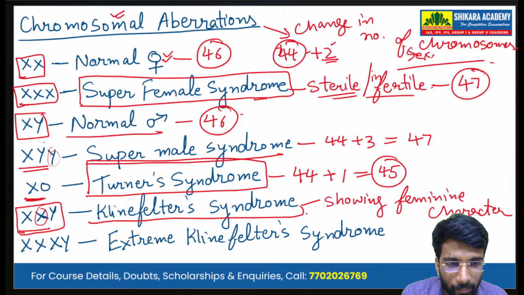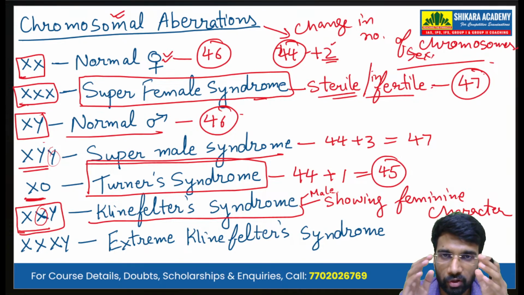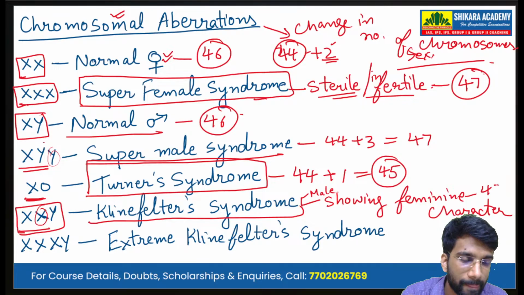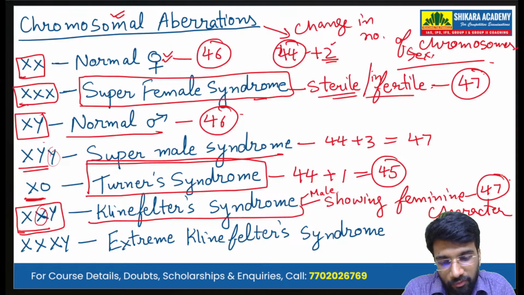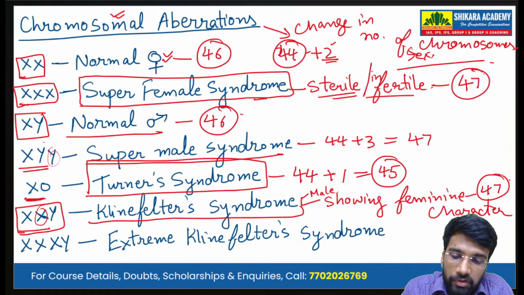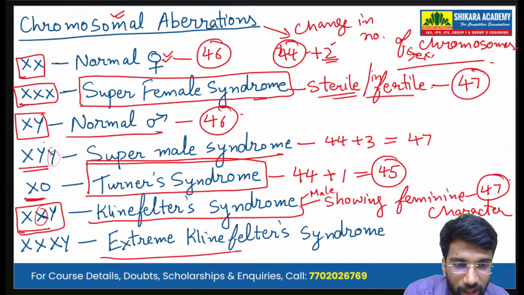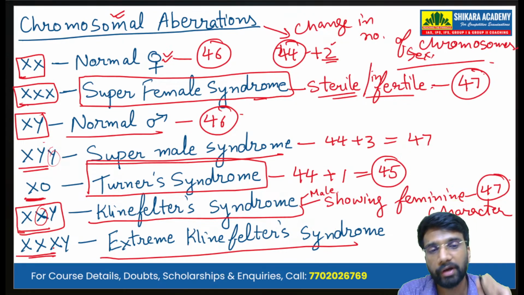The individual will be a man, will be a male, but will be showing the feminine characters because of the extra X chromosome. Now, the total chromosome count here will be 47. Sometimes instead of one extra X chromosome, an individual might get two extra X chromosomes. That condition is known as the extreme Klinefelter syndrome. That is, it has three X chromosomes and one Y chromosome.